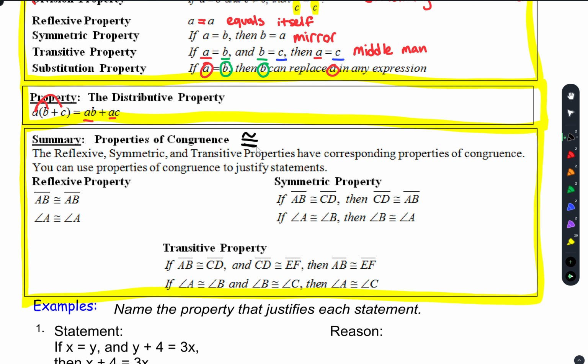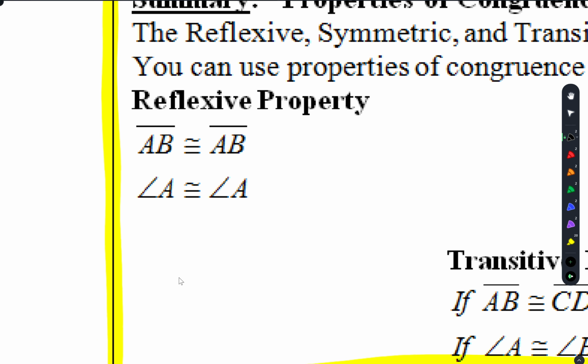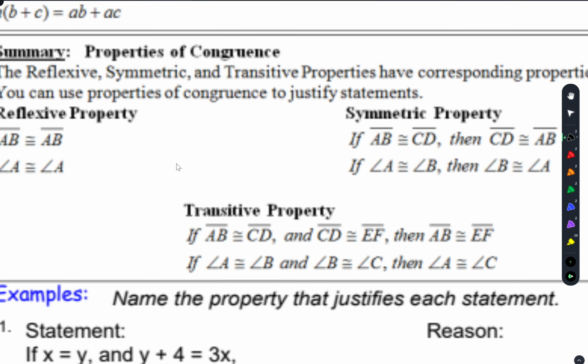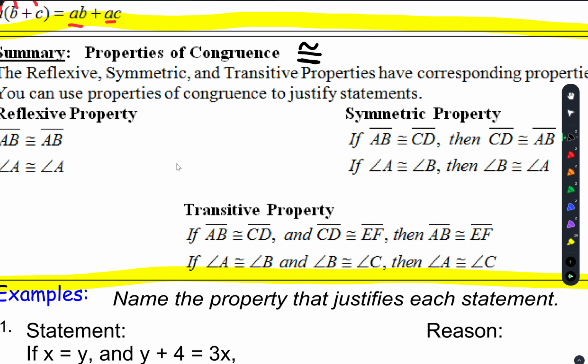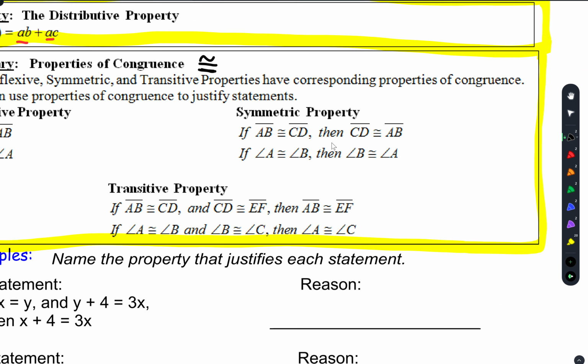So we see the reflexive property of congruence states that a segment is congruent to itself. An angle is congruent to itself. That is the reflexive property of congruence. The next one is the symmetric property of congruence. Same idea as the symmetric property of equality. It states that if I have segment AB congruent to segment CD, I can mirror that statement and say that segment CD is congruent to segment AB.